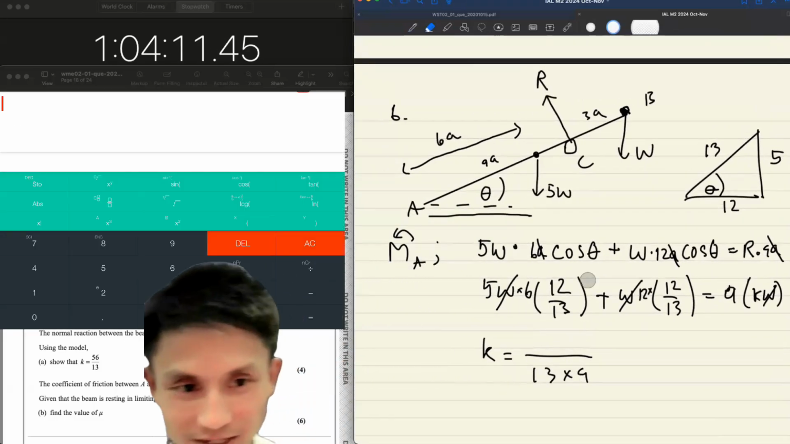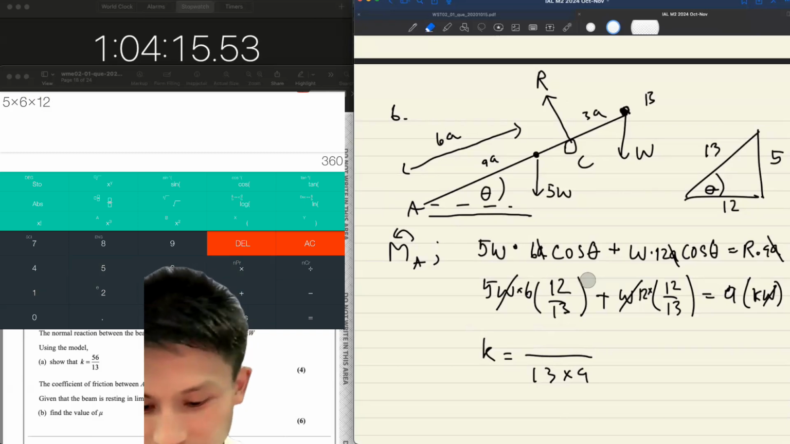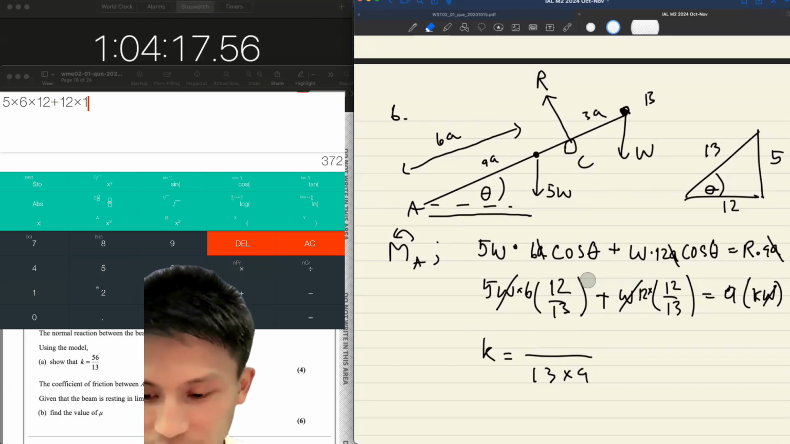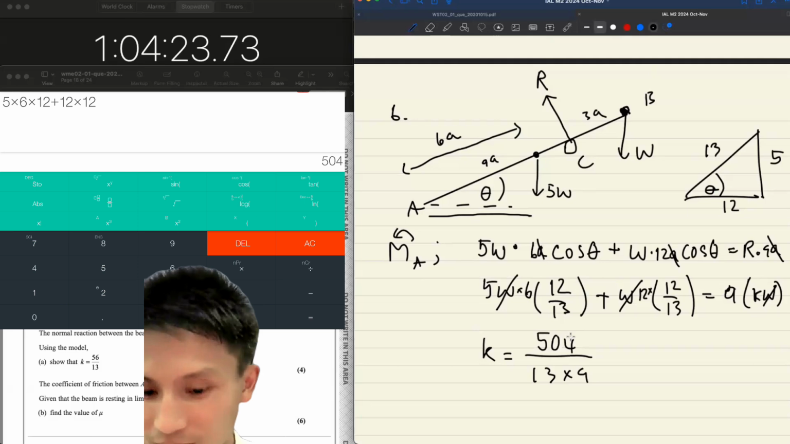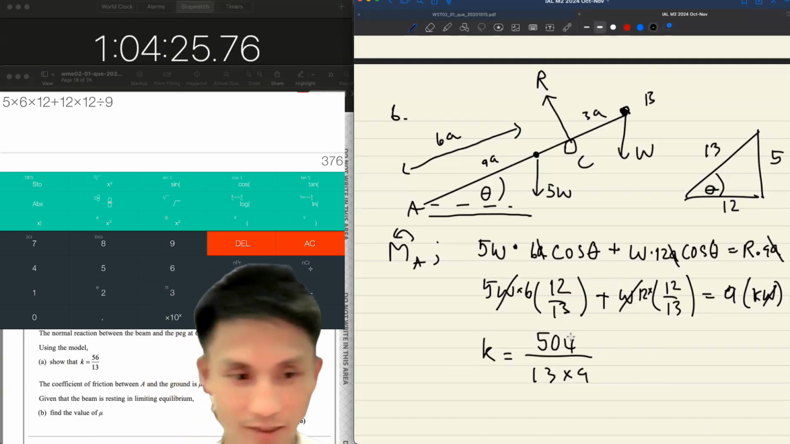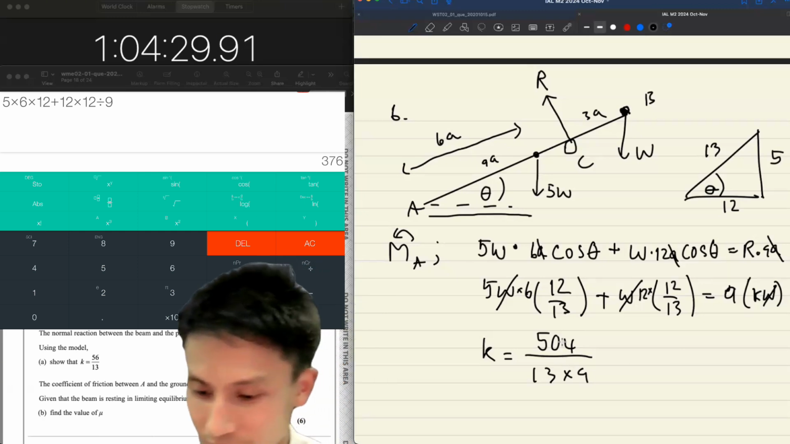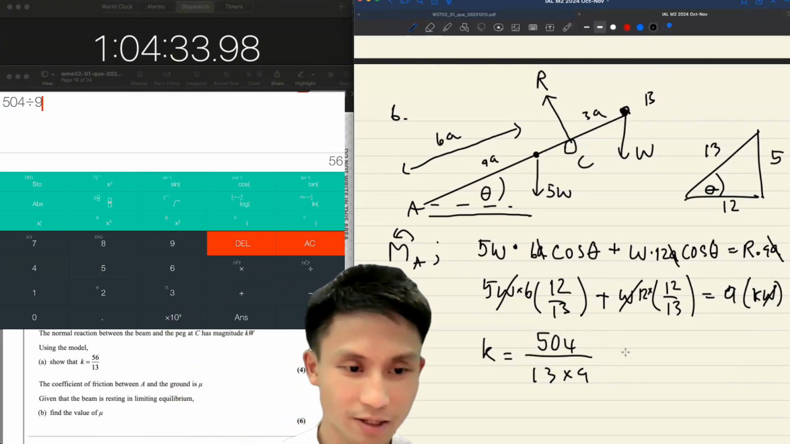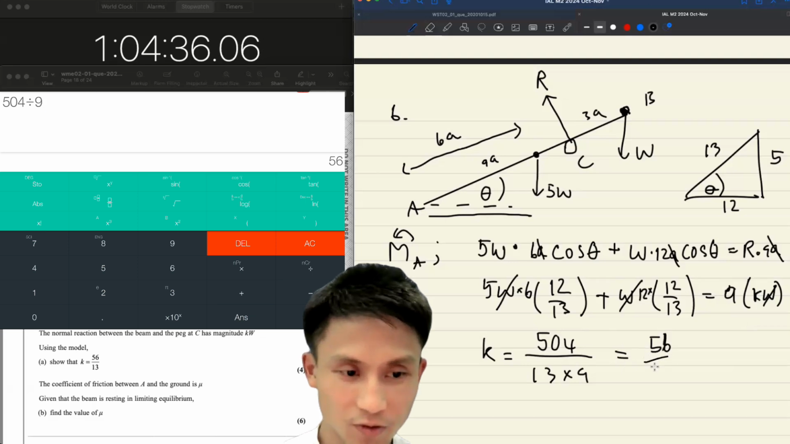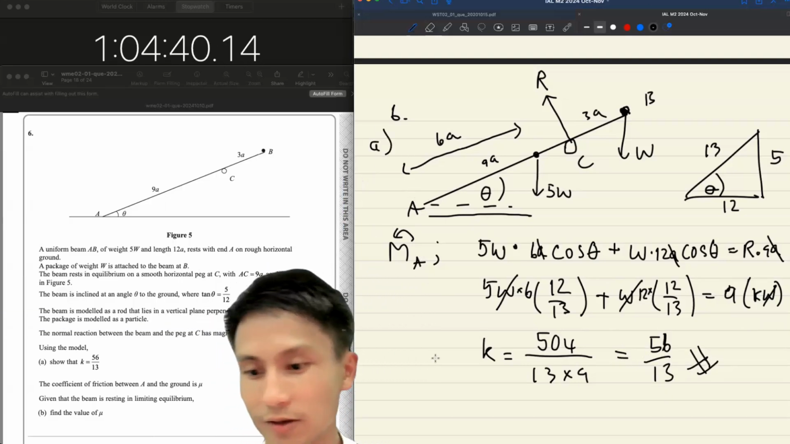It is instead 5 times 6 times 12 plus 12 times 12, right? So that's the top bit. That's 504. Let's divide that by 9. Hang on, 504 divided by 9. Yeah, okay. 56/13 as required.